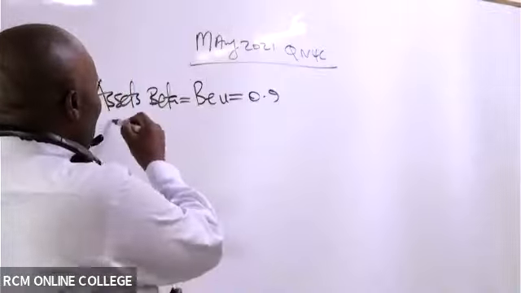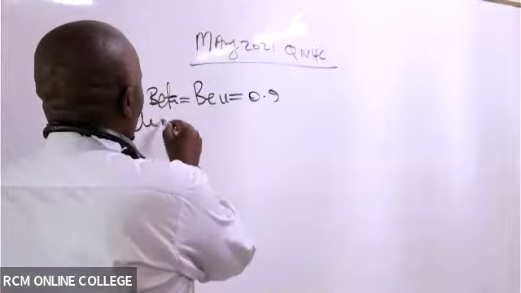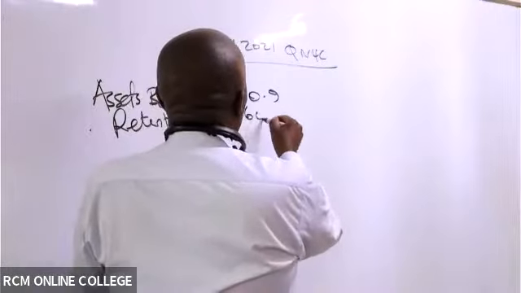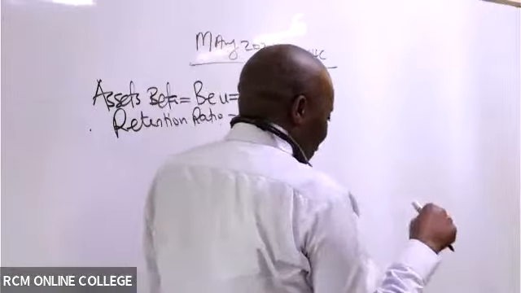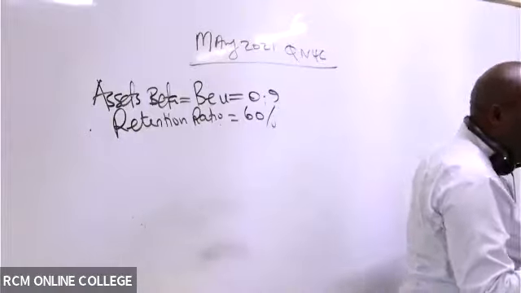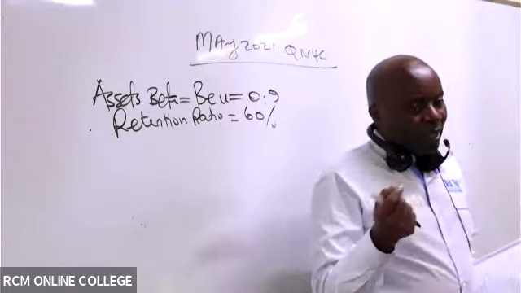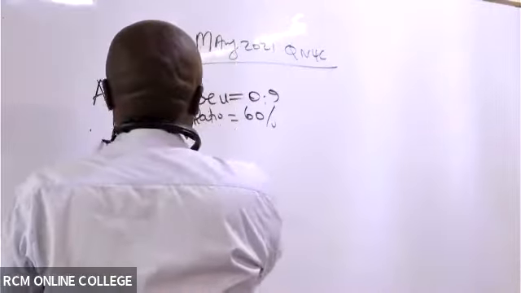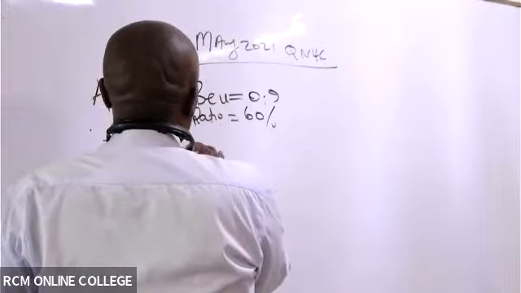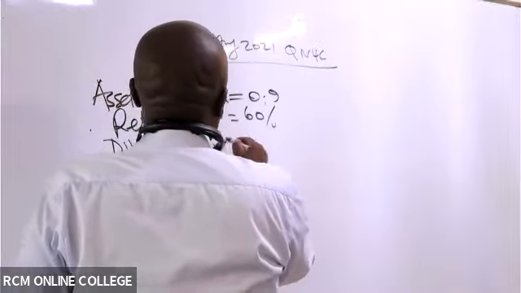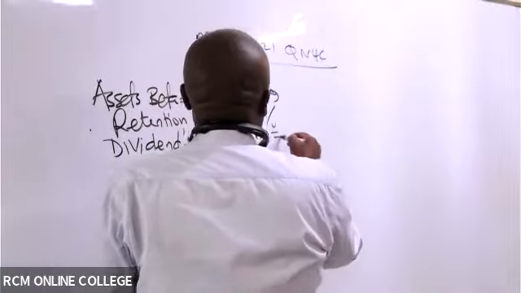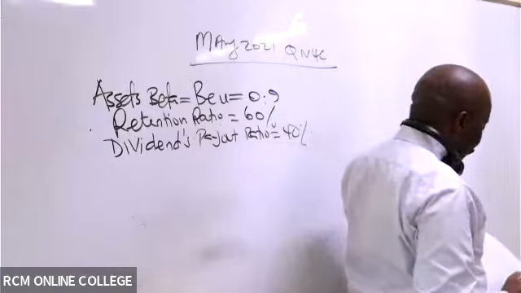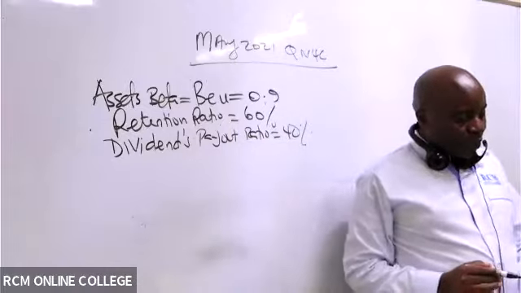They have given me the retention ratio, which equals 60%. So if you're retaining 60%, what will be the dividend payout ratio? 40%. So I can easily show the examiner that I know this by writing here: dividend payout ratio, which is 40%.